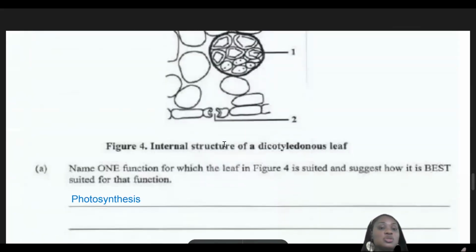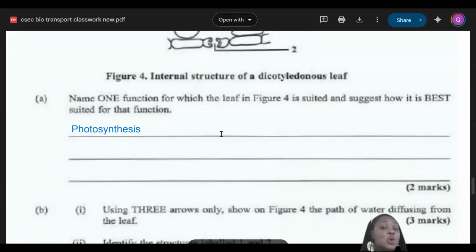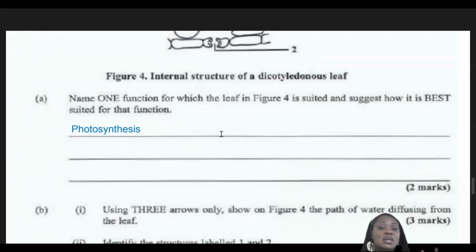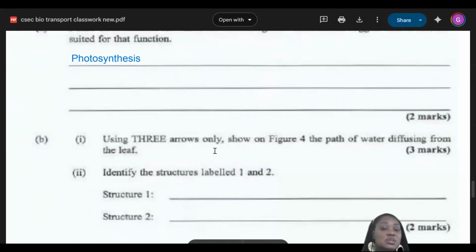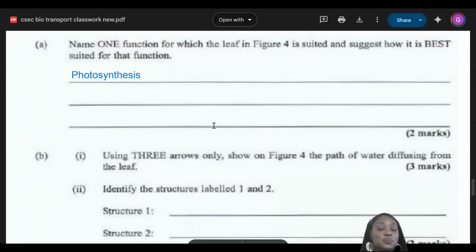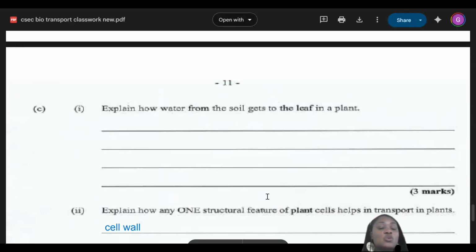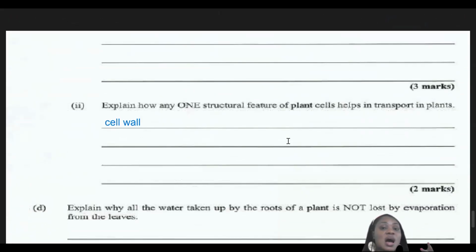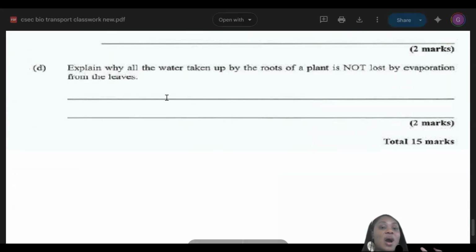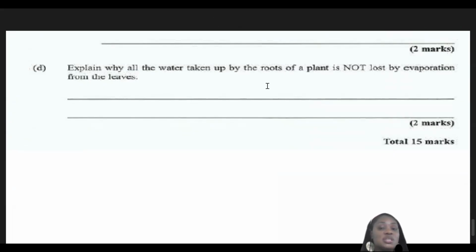Then they ask you to say what the leaf is adapted for. Photosynthesis. How is it adapted? You can select any adaptation you want. Put 3 arrows to show how water will come out. Water structure 1 and 2. And one consequence if a plant uses too much water. How does water move from the soil to the leaf? And one feature of the plant cell that helps to transport: cell walls, which are permeable to water. Water can freely pass through the cell wall. And why is it that all the water taken up by the roots is not lost? Because some of the water is used for photosynthesis and some of the water stays in the cells to keep them turgid. Literally, those are all the answers for the past papers, right?